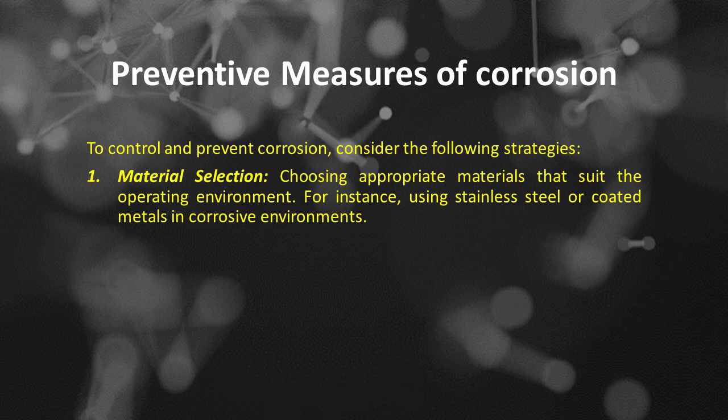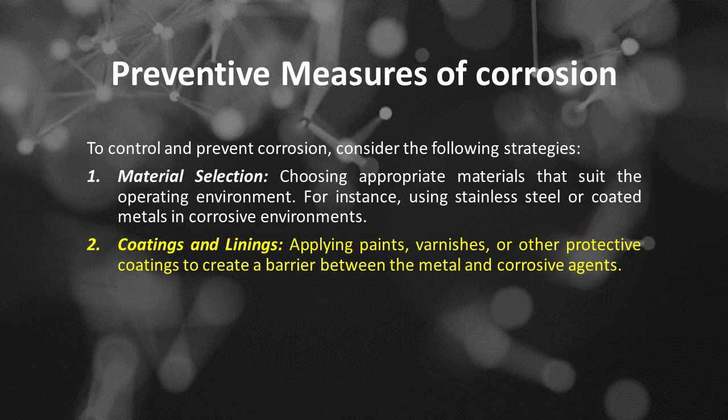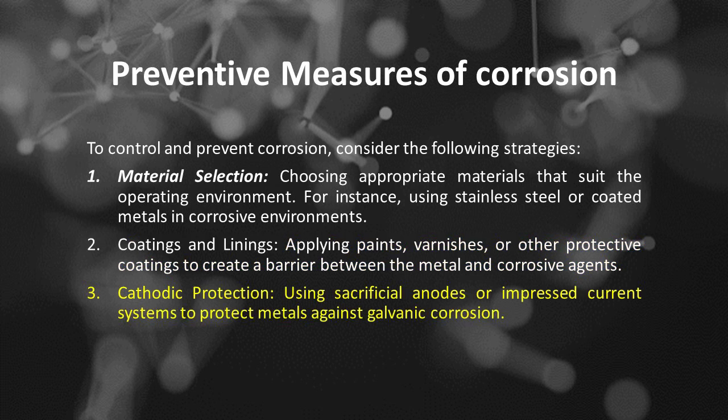Choosing appropriate materials that suit the operating environment. For instance, using stainless steel or coated metals in corrosive environments. Number 2 is coatings and linings. Applying paints, varnishes, or other protective coatings to create a barrier between the metal and corrosive agents. Number 3 is cathodic protection. Using sacrificial anodes or impressed current systems to protect metals against galvanic corrosion.